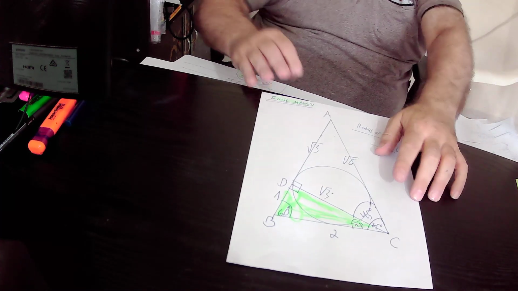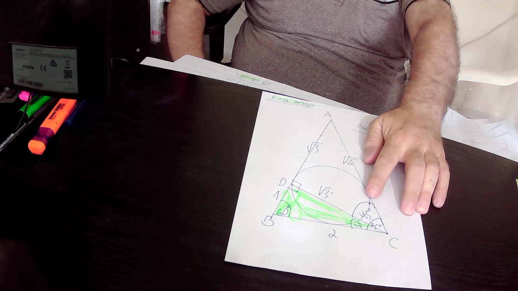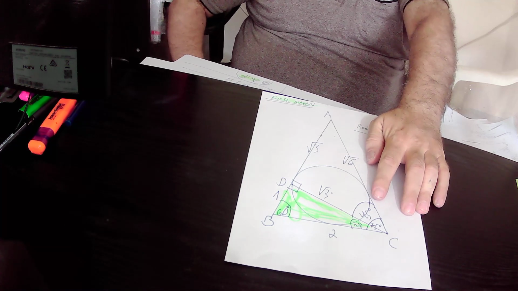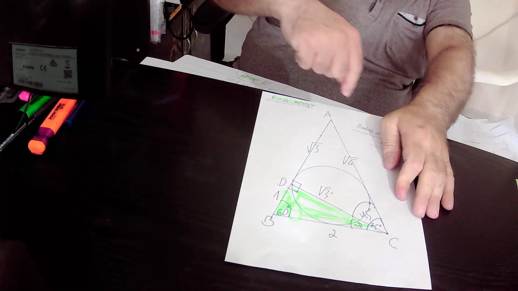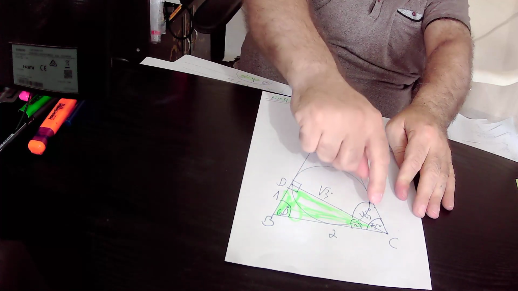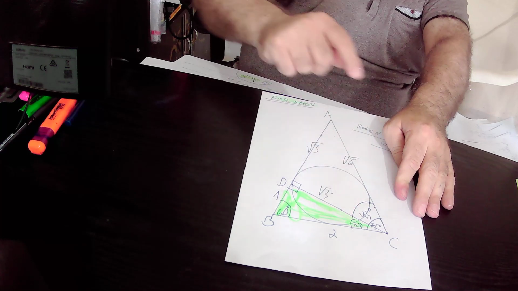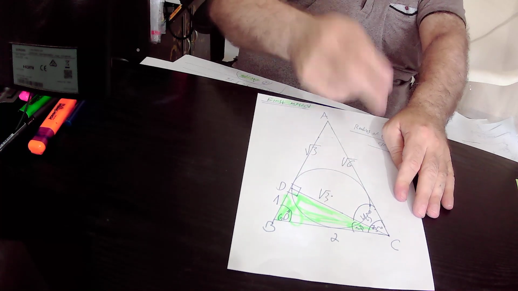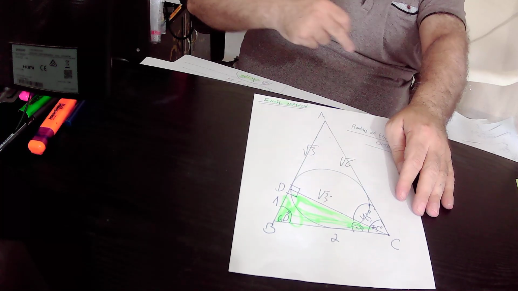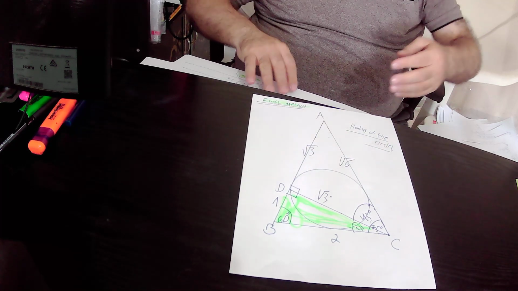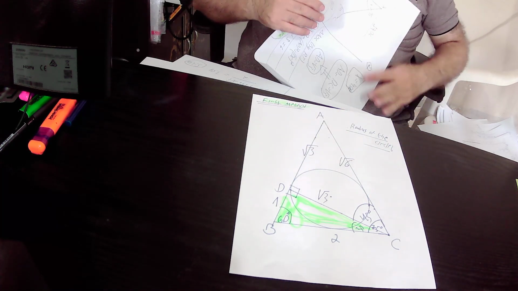Then we found out the size of this angle, angle ACD. What is the size of angle ACD? Angle ACD equals angle ACB, that is 75 degrees, minus angle DCB, that is 30 degrees. 75 degrees minus 30 degrees is 45 degrees. Then I copied the right triangle ACD in a new page and analyzed triangle ACD.